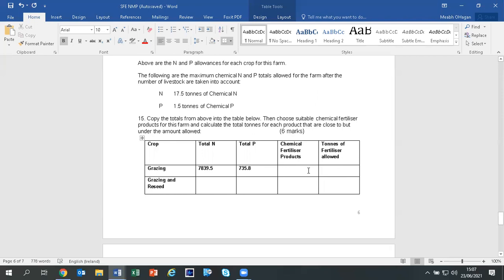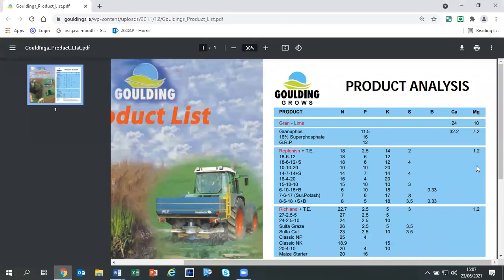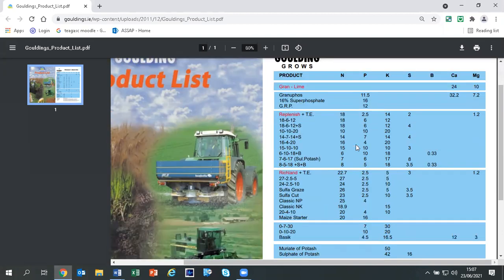So chemical fertilizer products that we're going to select to address this requirement, and how many tons of that fertilizer are going to be allowed. So how do we do that? How do we work that out? The first thing that we need to do, I have just opened up a list of the Goulding's products, so different fertilizer products here. And we're going to need to know how to work out how well those fertilizers will address the nutrient requirements for the grazing ground.